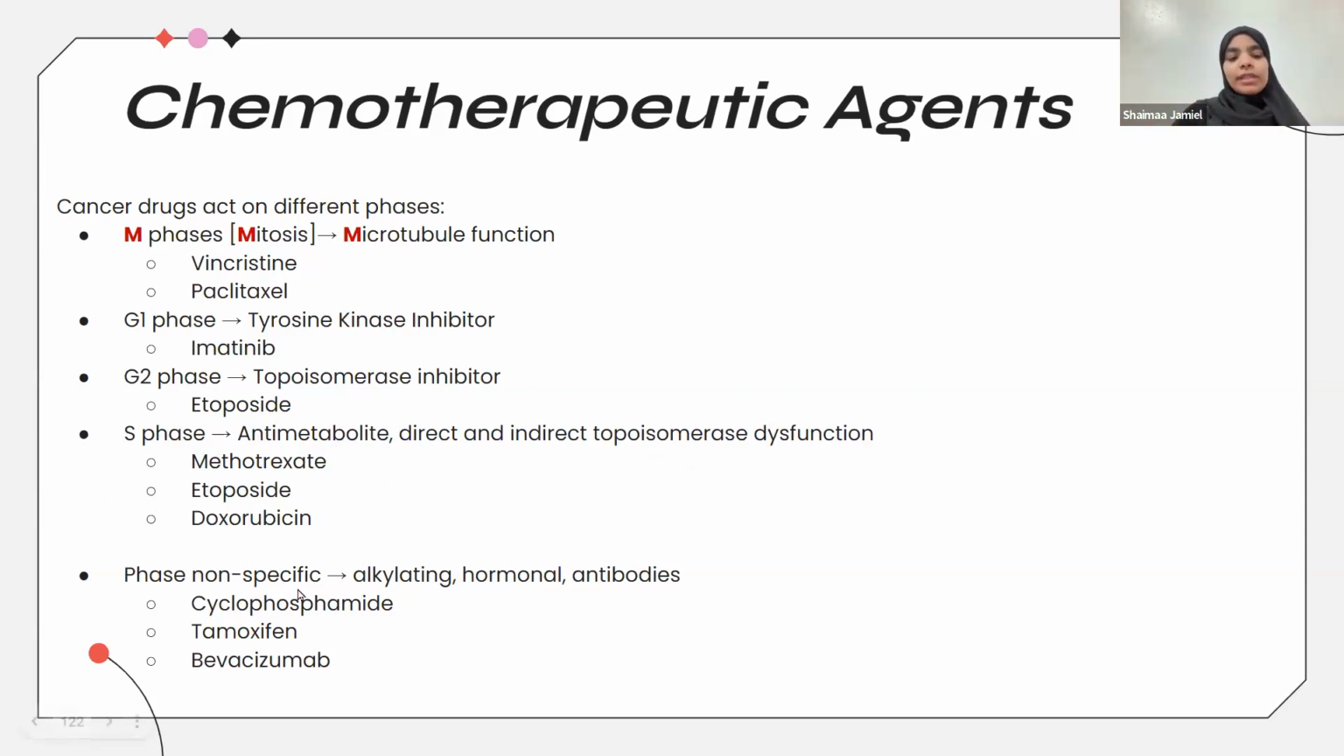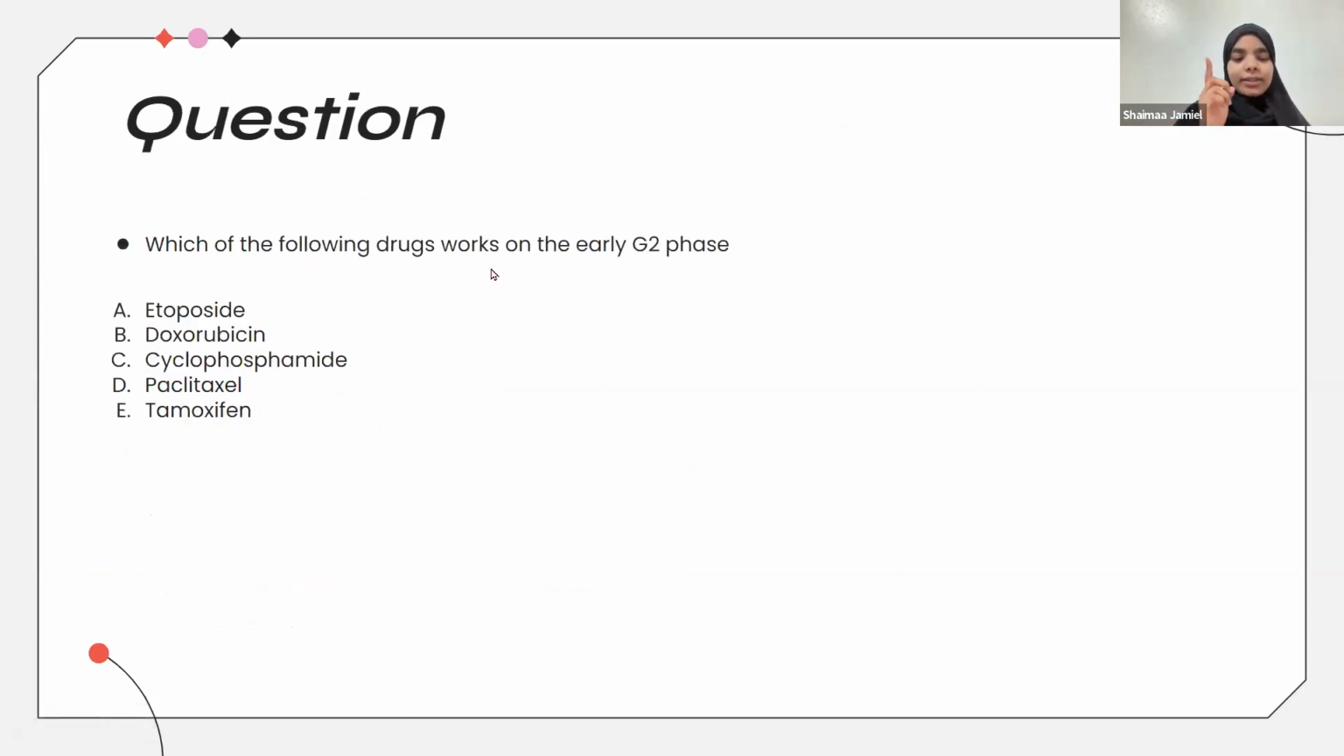And then phase non-specific, we have cyclophosphamide, because it doesn't matter. Tamoxifen, again, it doesn't matter. And bevacizumab, okay? So yeah, I think we have one more question and that's it.